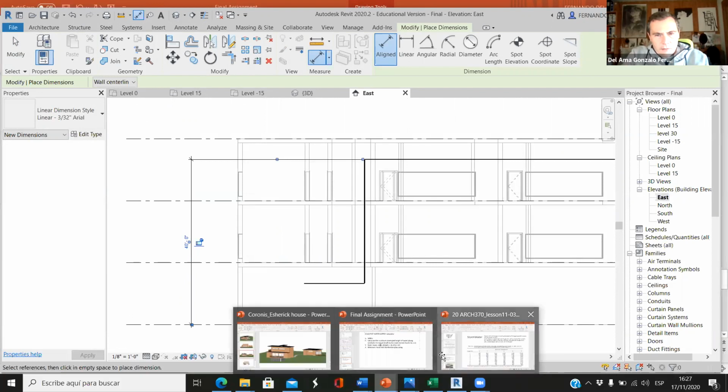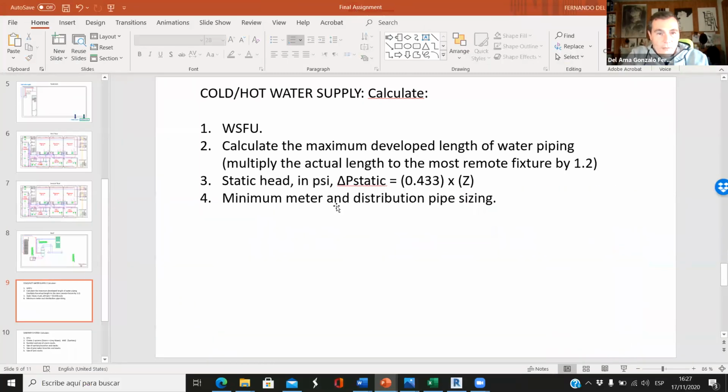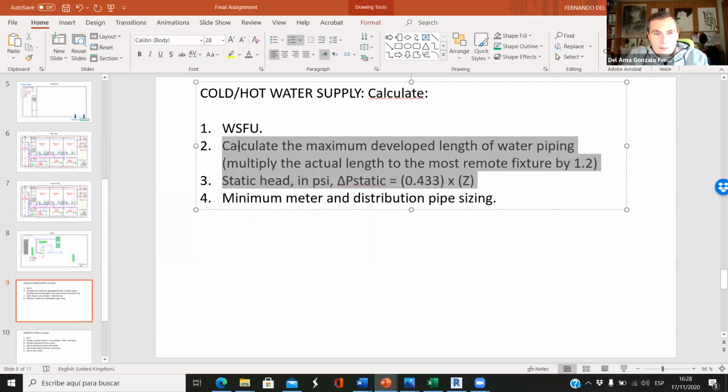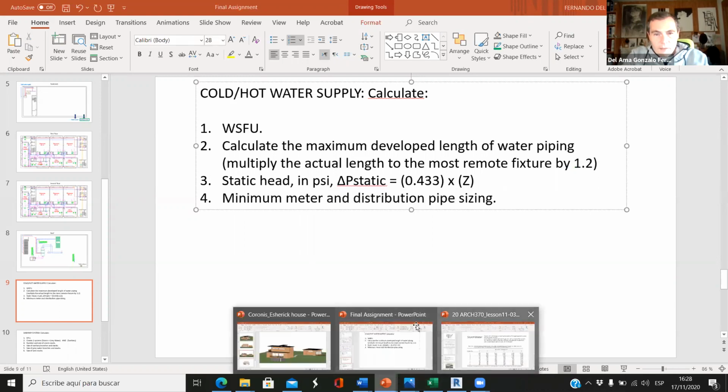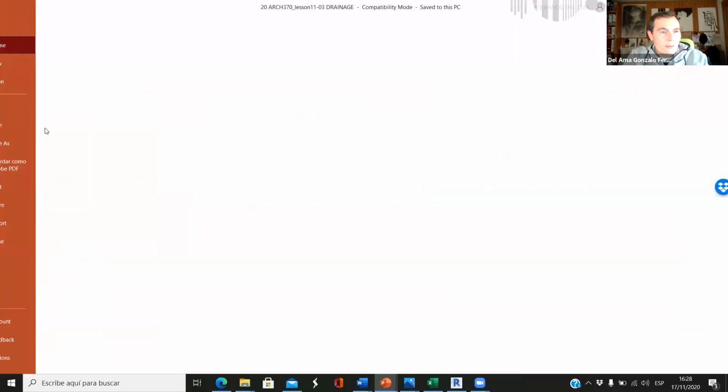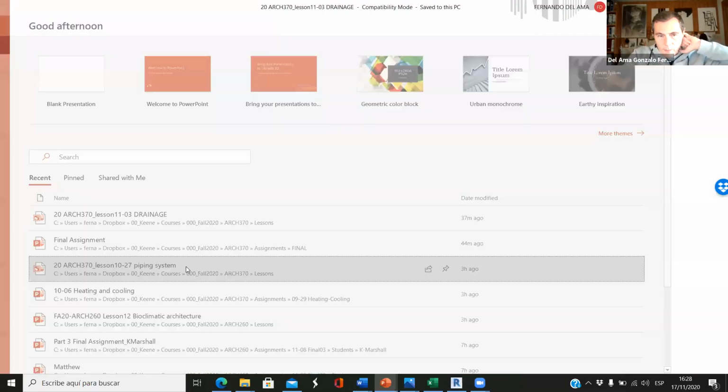And then here, the static head or the pressure loss is 0.433 times the maximum height, which is around 40 feet. Okay. So with the water fixture units and the maximum length, you then have to calculate the minimum meter and distribution pipe sizing. The minimum. Okay, you remember that we have this table. No, this is not this table. This is the sanitary. We have the piping.